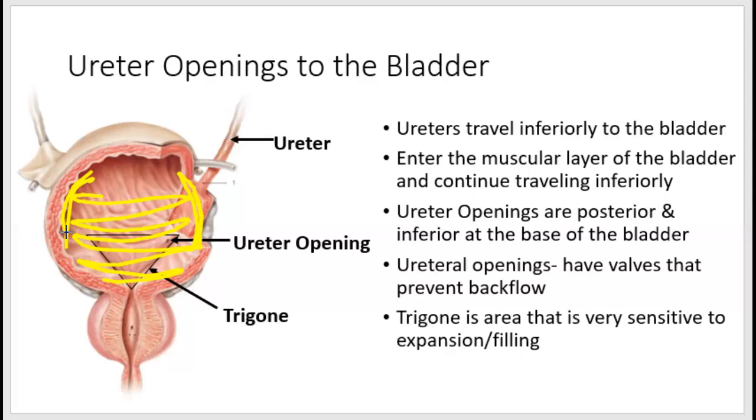So the ureter for a while travels freely, but then when it gets to the posterior surface of the bladder, it starts traveling within the muscular wall of the bladder so that it can open up in the inferior portion.